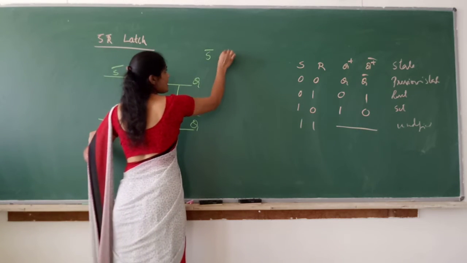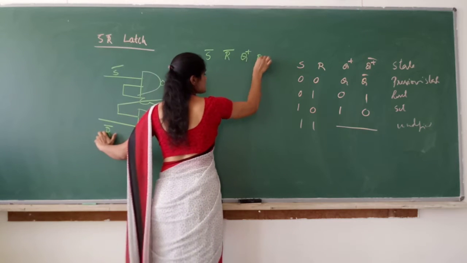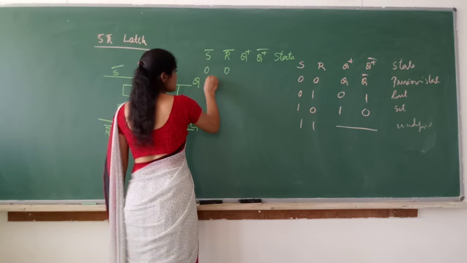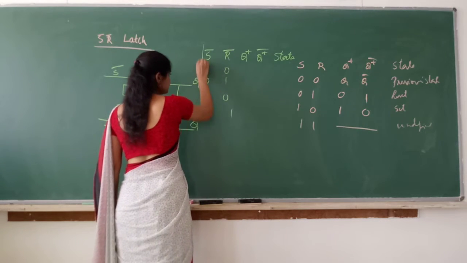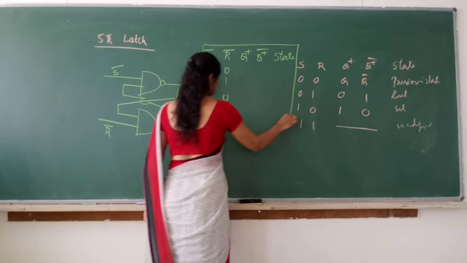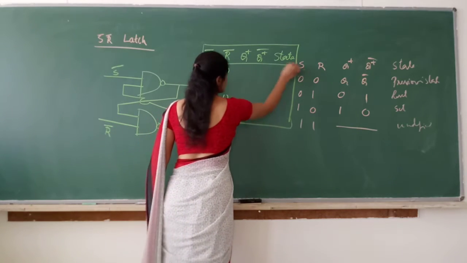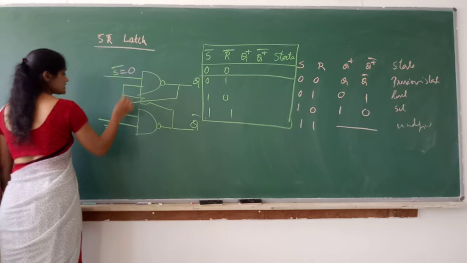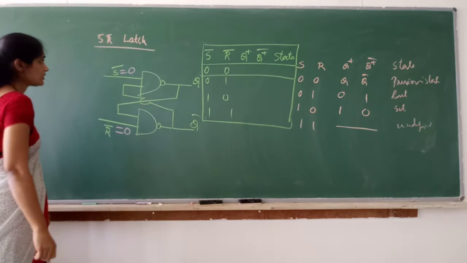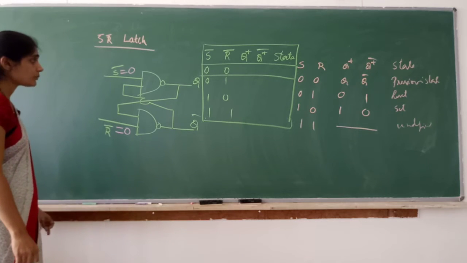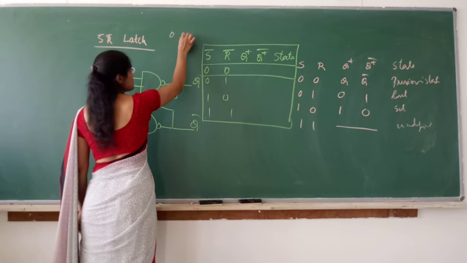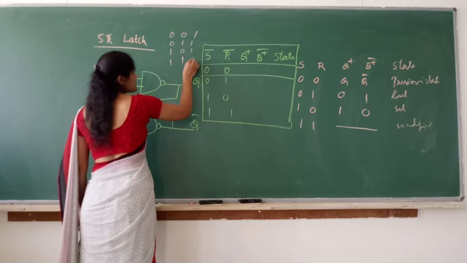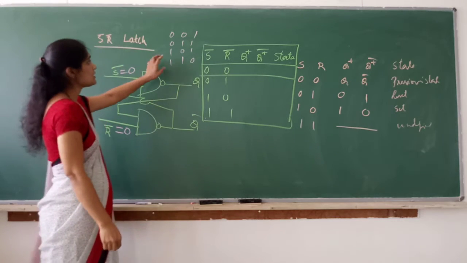So S bar, R bar, Q plus bar, state. You can also write state. So 0, 0, 0, 1, 1, 0, 1, 1. Give 0, 0 as input. I give S bar, R bar as 0, 0. Now, if you remember the truth table of NAND gate: 0, 0, 1; 0, 1, 1; 1, 0, 1; 1, 1, 0. NAND gate truth table.